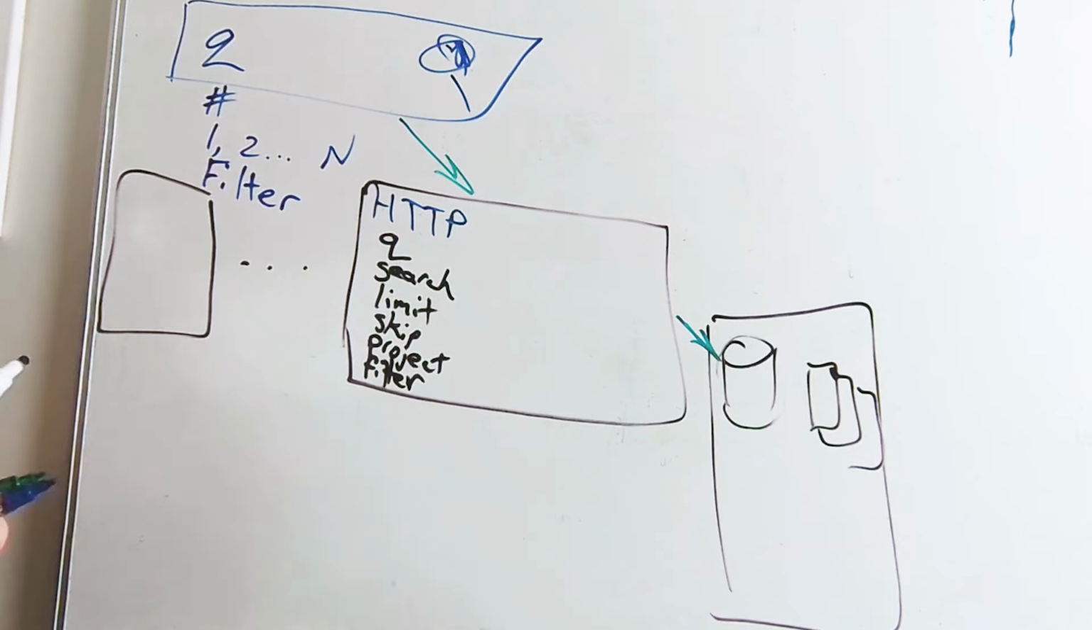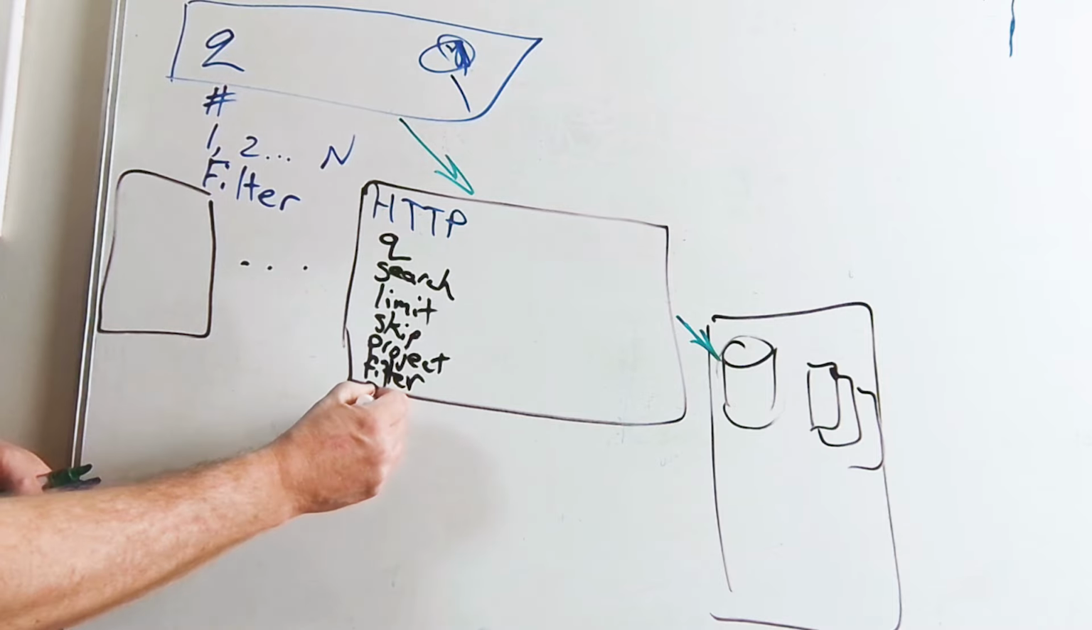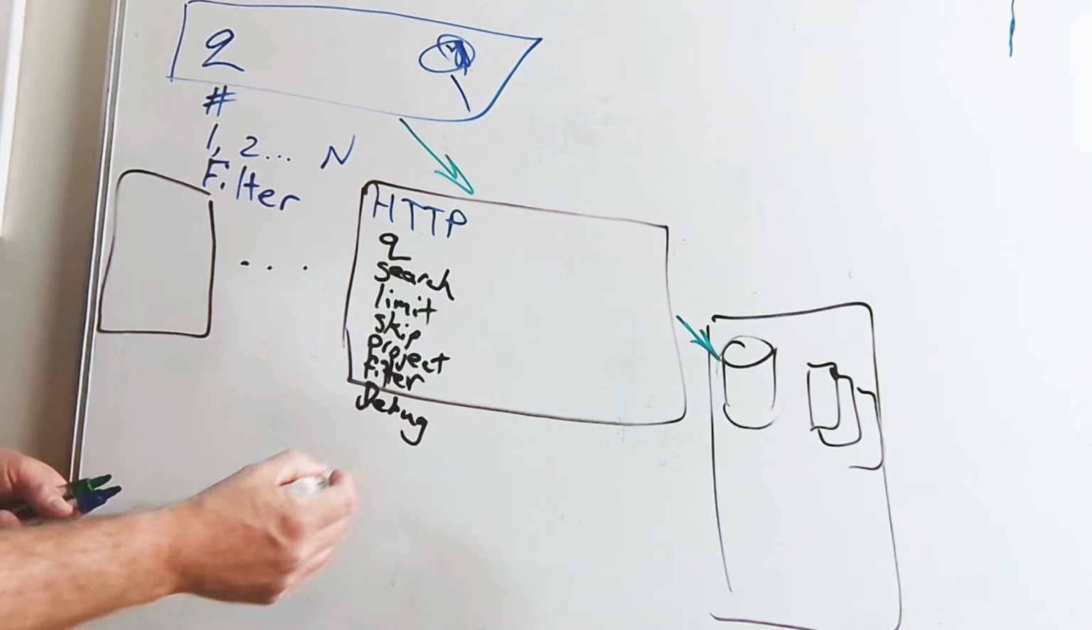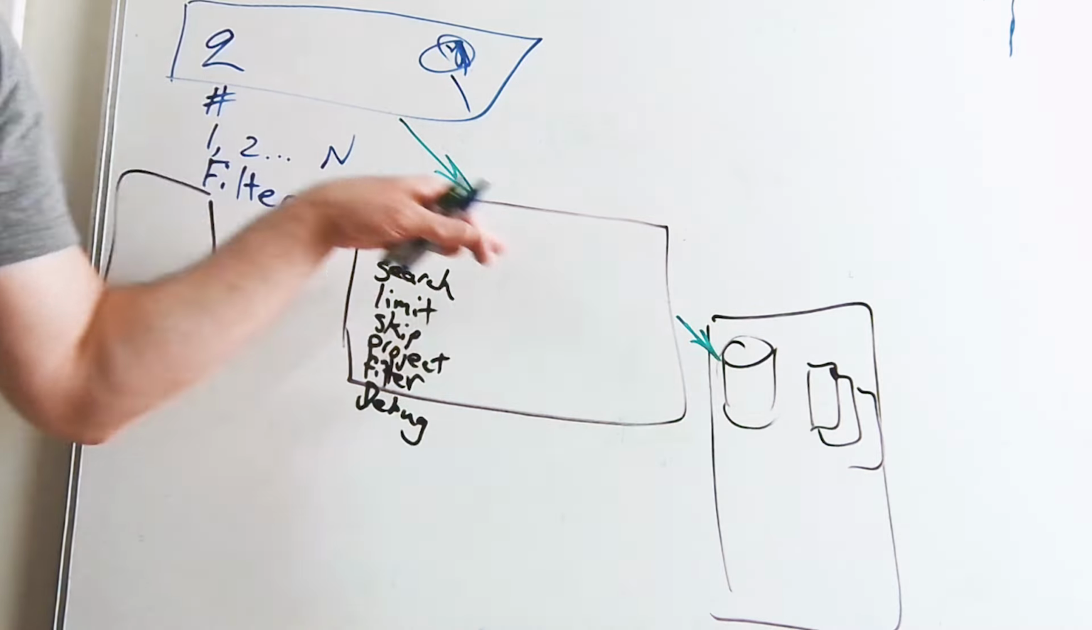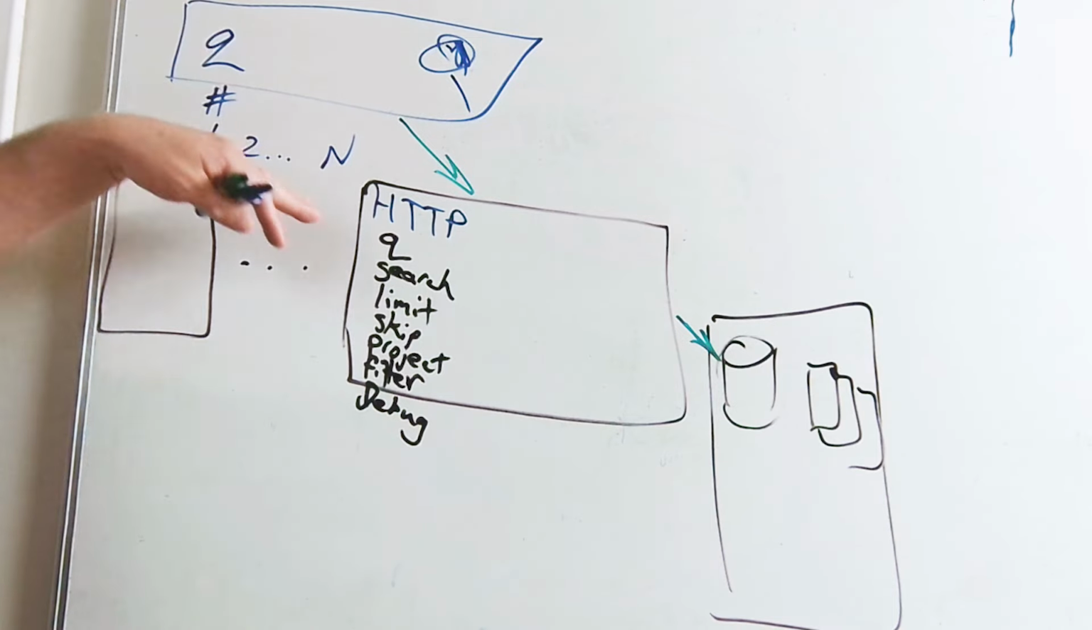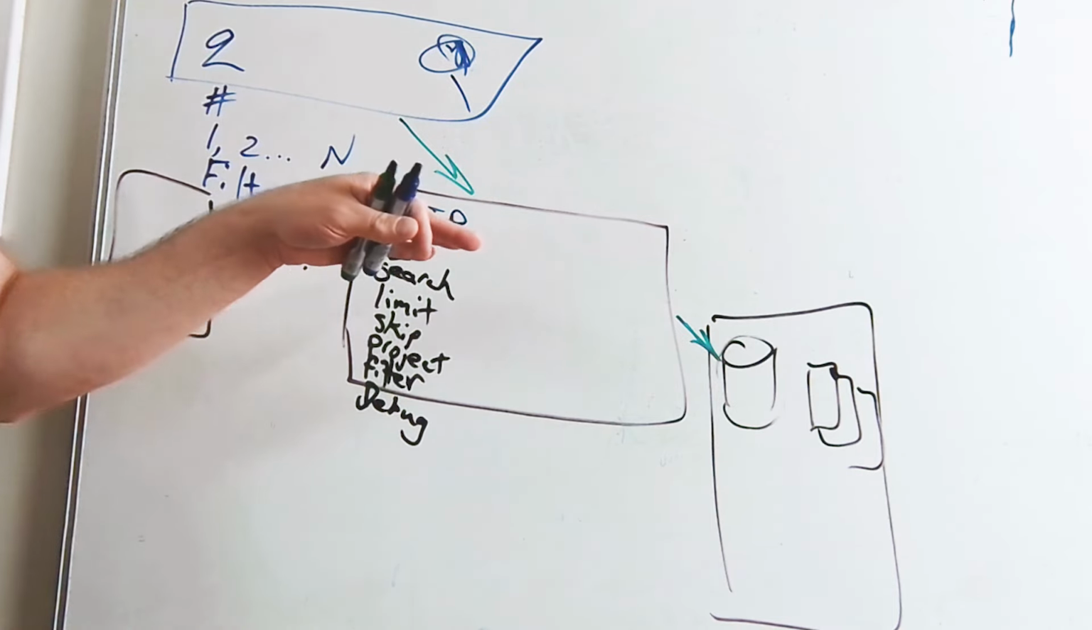Another handy feature in an interface like this is a debug parameter. So let's add a debug parameter so that we can get some insight into what's actually happening end to end here from the outside. Next thing we need to have here.